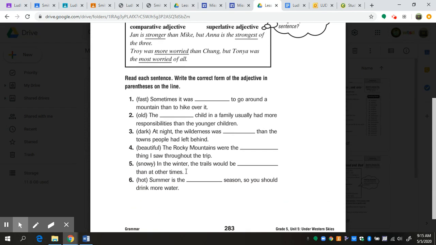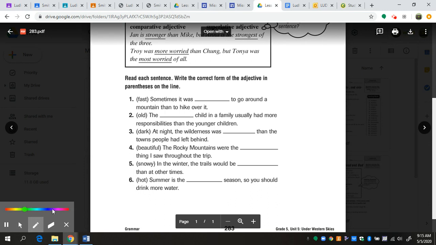So now let's look at 1 through 6 so I can do examples for you so you'll be able to work on this independently. Sometimes it was blank to go around a mountain than to hike over it. So I'm talking about the speed of going around a mountain versus hiking over it. So that's one thing to one thing. That's comparative. So the answer here would be faster. Usually, when I'm using a comparative adjective, it ends in er or I use the word more in front of it. But because fast is a short adjective, we can just put an er at the end.